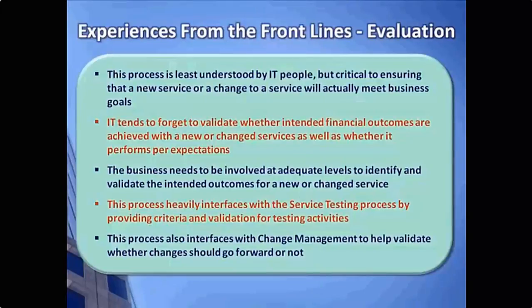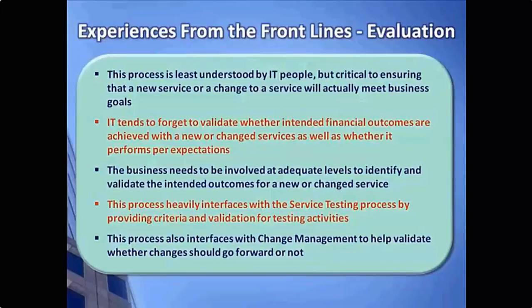Evaluation. This process is the least understood by IT people, but critical to ensuring that a new service or change to a service actually meets business goals. This is a very important area, seldom considered by IT. And it's interesting that in the ITIL v3 that this became a process under service transition.